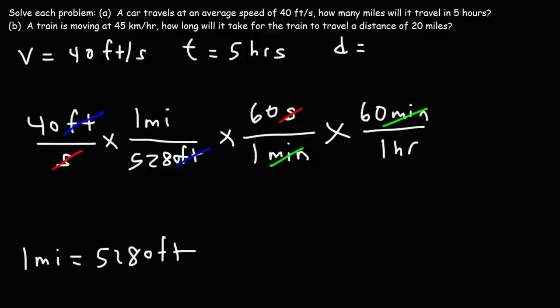Now let's go ahead and plug this in. So it's 40 divided by 5280 times 60 times 60. So the new value of V is 27.27 repeating miles per hour.